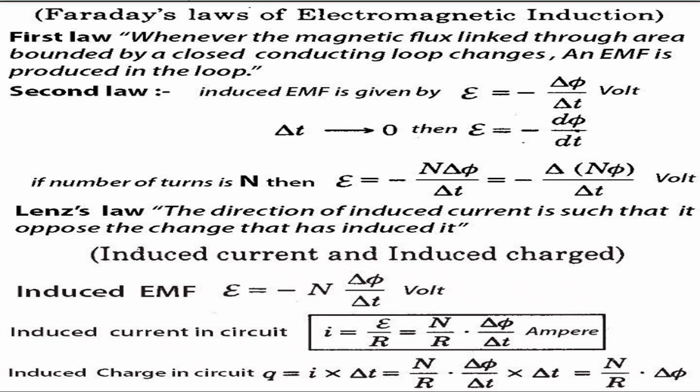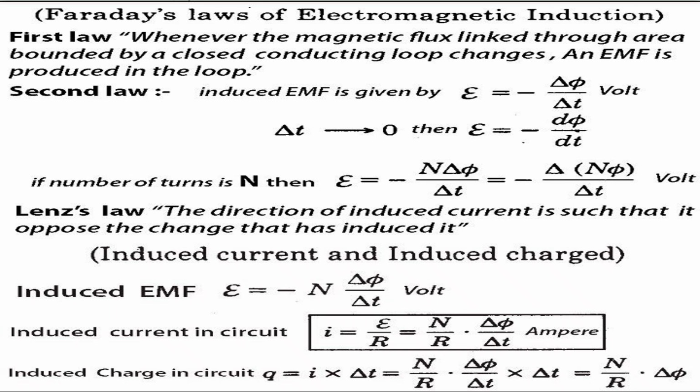Whenever there is change in magnetic flux related to the coil, an induced EMF is produced in the coil, which is equal to the negative rate of change of magnetic flux. That means E equals minus d phi by dt. If there are n turns in the coil, then it equals minus n d phi by dt, which is equal to d by dt of n phi with negative sign.